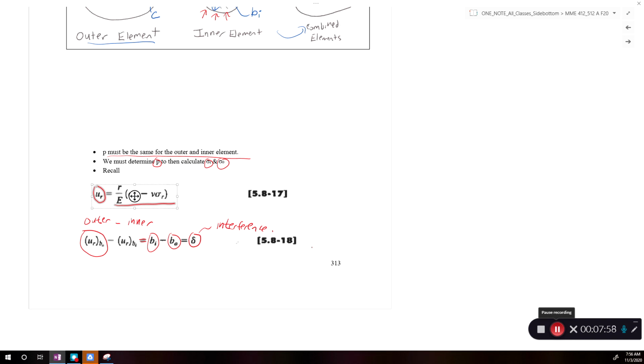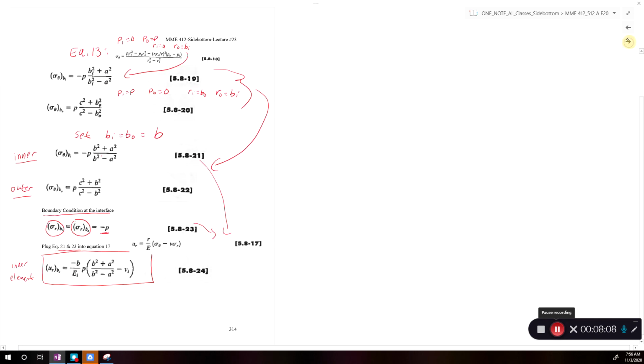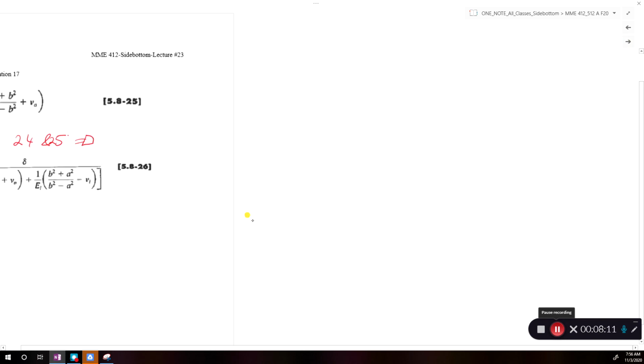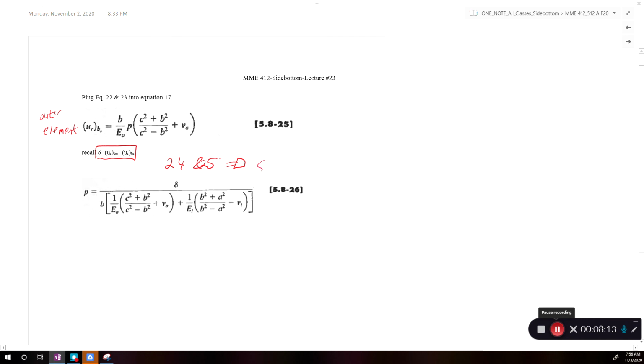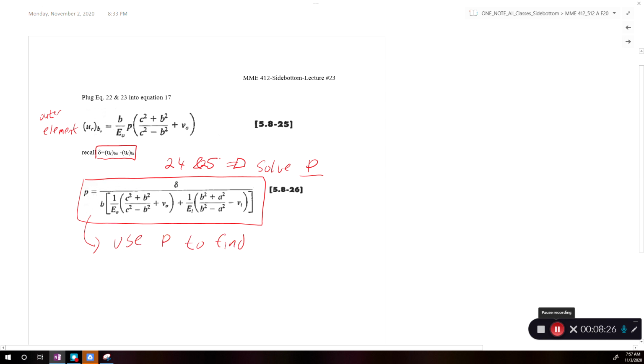Now that we have delta, we can solve for the pressure. We're going to rearrange that equation, and we can solve for the pressure at the internal surface, and this is the equation we end up getting. Once we have P, we can then use P to find sigma r and sigma theta for the inner and outer cylinder.